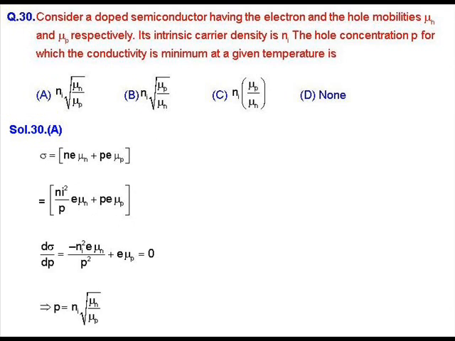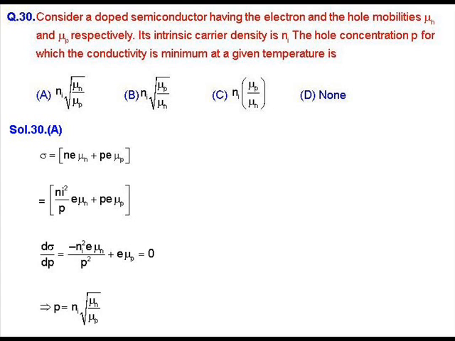MCQ question number 30. In this question, we have been given a doped semiconductor having the electron and hole mobilities of mu n and mu p respectively. Its intrinsic carrier density is given to us as Ni, and we have been asked to calculate the hole concentration P, for which the conductivity is minimum at a given temperature.